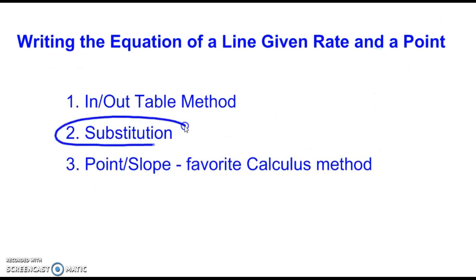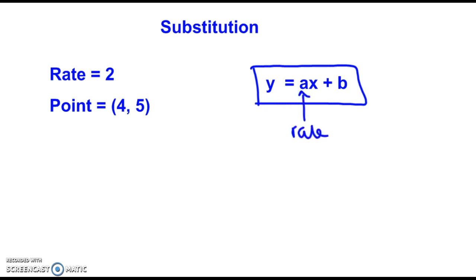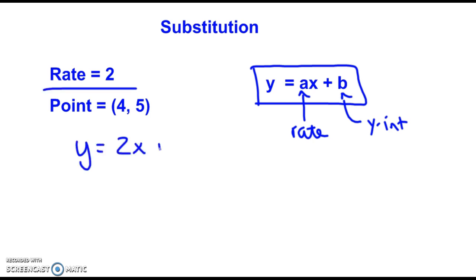The second method is substitution. This method is very similar to the last method, except it doesn't have that visual of the in-out table. General form of the equation is y equals ax plus b. A is your rate, and b is your start, or your y-intercept. So I know my rate is 2. So I know it's going to be y equals 2x plus something.